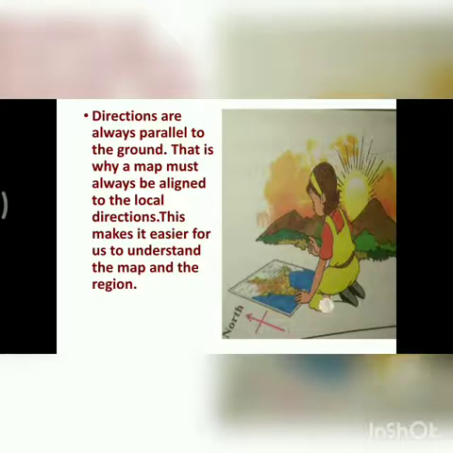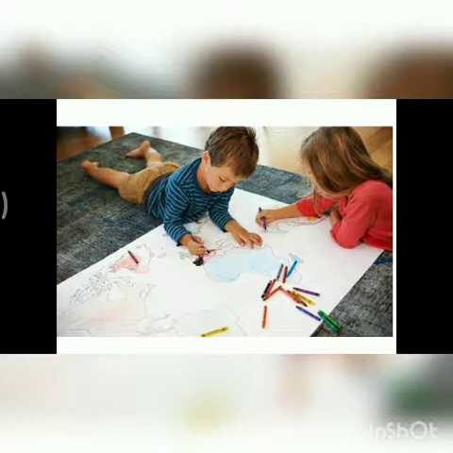Now let us learn about maps. This is a map of Maharashtra. Let us understand how to read a map. For reading any map that is given to you, there are 5 important elements that you should always know about the map. So let us learn all these 5 important elements of the map.